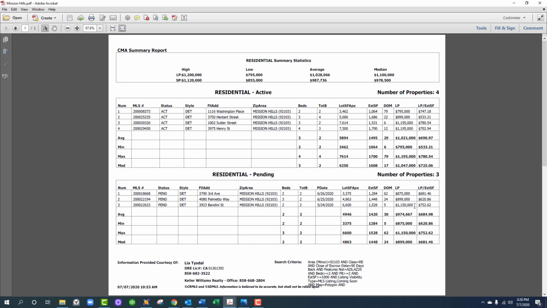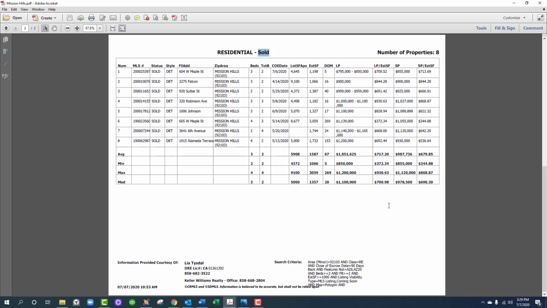Okay, so I use these for many things. One awesome piece of data is to look at market absorption. We could call it that. We could also call it inventory levels. So what I mean by that is, in this area of Mission Hills for this search, there have been 8 homes in the last 90 days that have sold. So I'm going to round that up to 3 per month, right? 8 homes over 90 days. It's almost 3 per month.